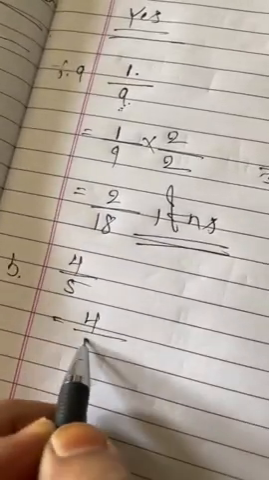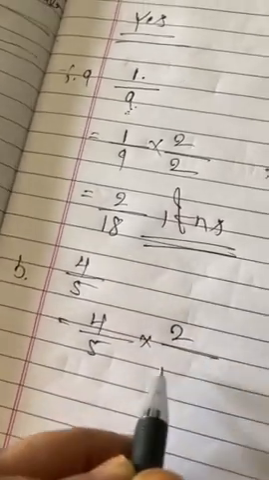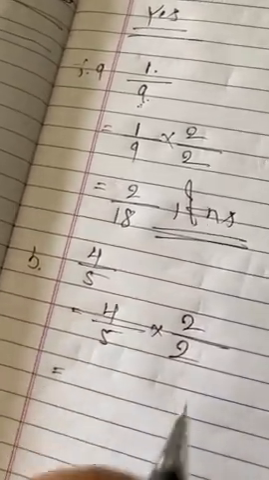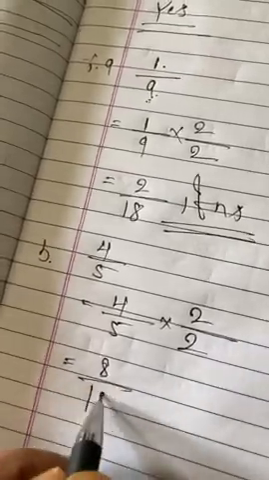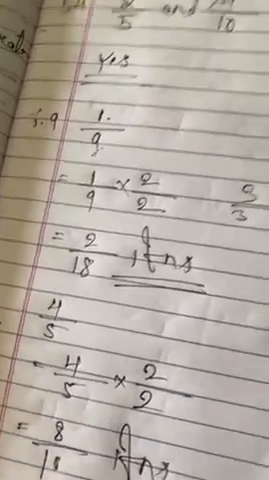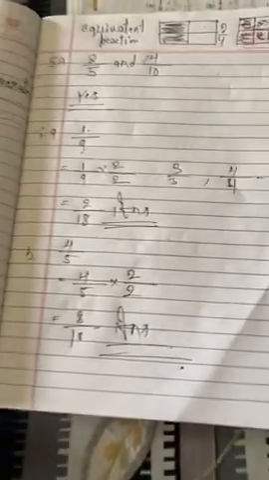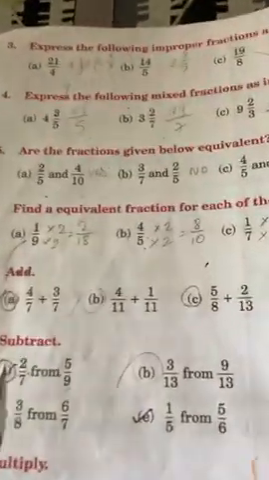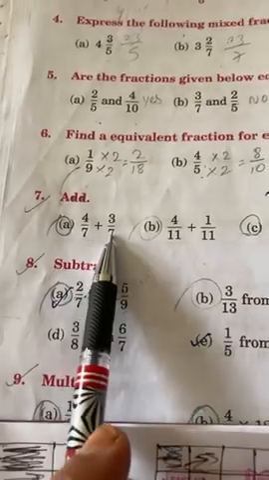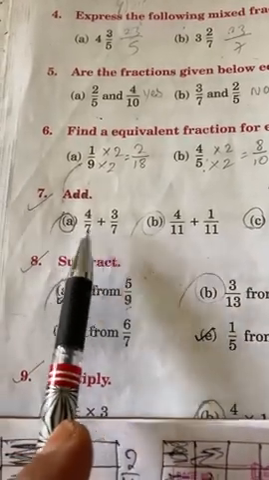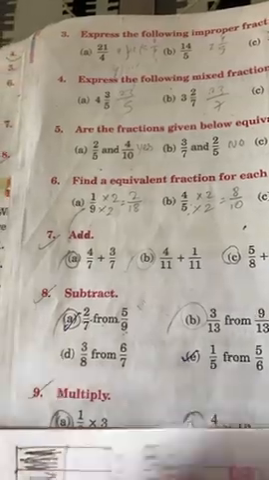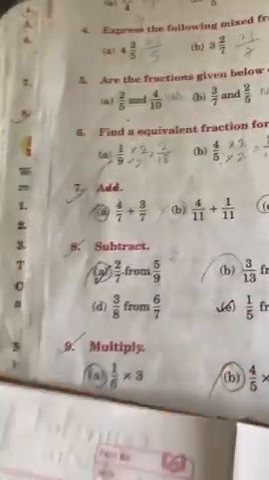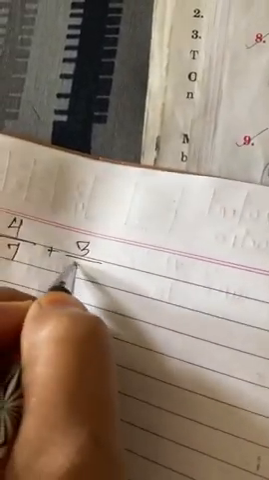We will multiply 4 by 5 with the same number, 2, 2. So it will be 4 2s are 8 and 5 2s are 10. 8 by 10 is our answer. So in this way we have to solve. Okay children, now come to the next question. Question number 7. Add 4 by 7 plus 3 by 7. So how we will solve it?